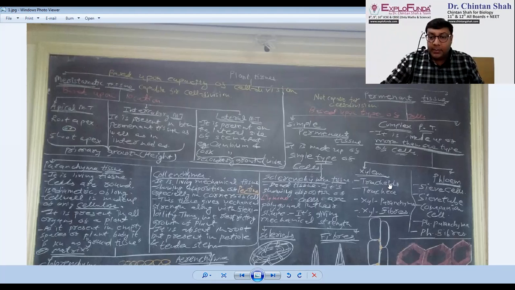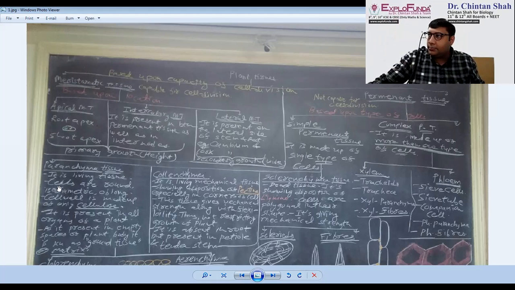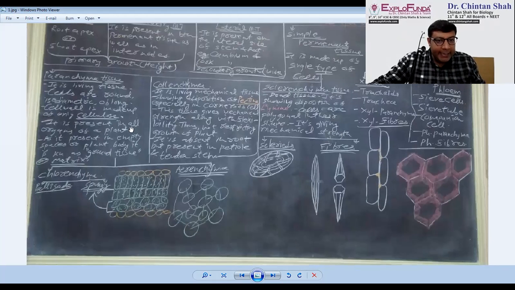So if they are made up of more than one type of cell, then it is known as a complex permanent tissue. And if they are made up of only one type of cell, then it is known as a simple permanent tissue. One of them is the parenchyma tissue. It is living tissue. Cells are round, isodiametric, oblong. The cell wall is made up of only and only cellulose. It is present in all organs of the plant.